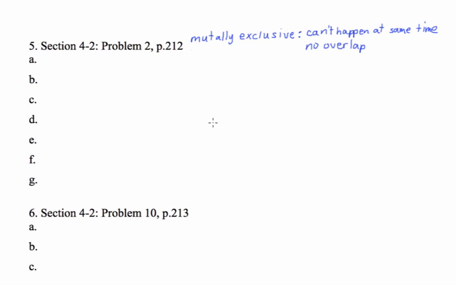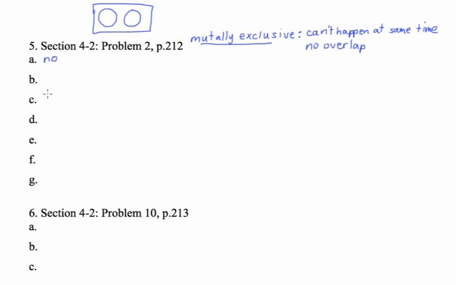Determine whether these events are mutually exclusive. Mutually exclusive means they can't happen at the same time. There's no overlap. If you drew them with a Venn diagram, there would be one event, there would be the other. They do not overlap at all. They don't happen at the same time ever. So part A, getting an even number and getting a number less than 3. Those could happen at the same time. 2 is less than 3, and 2 is an even number. So no, that is not mutually exclusive.